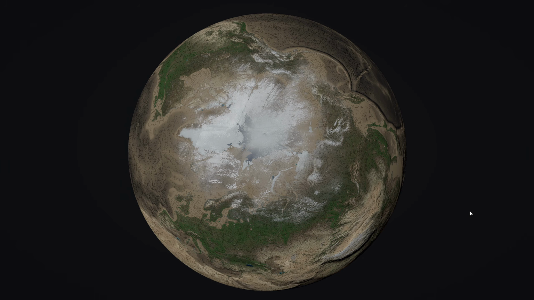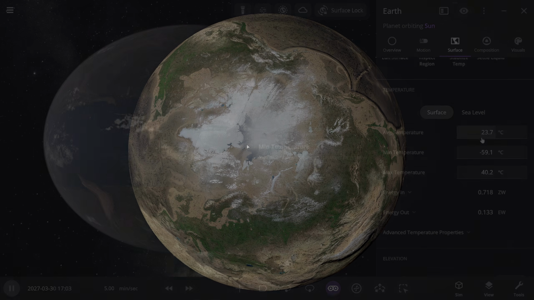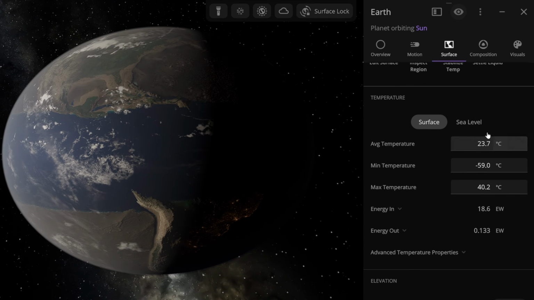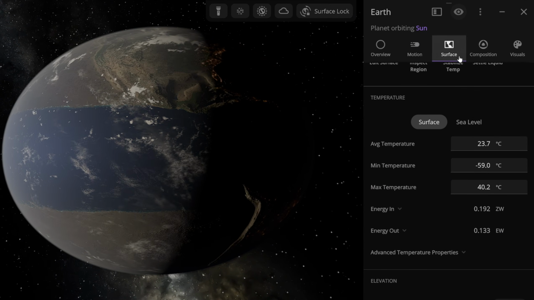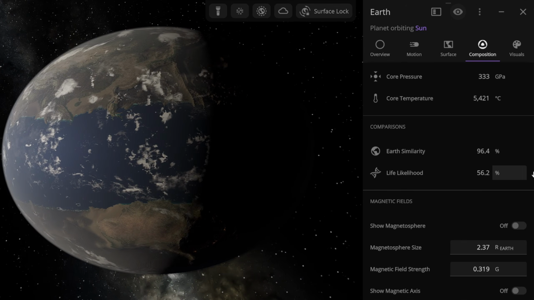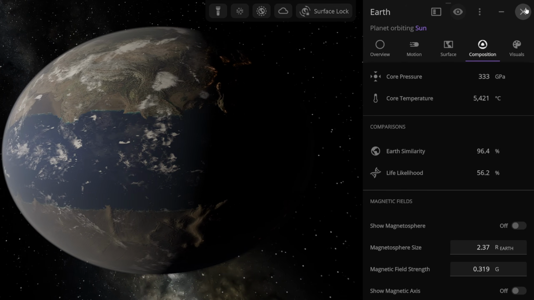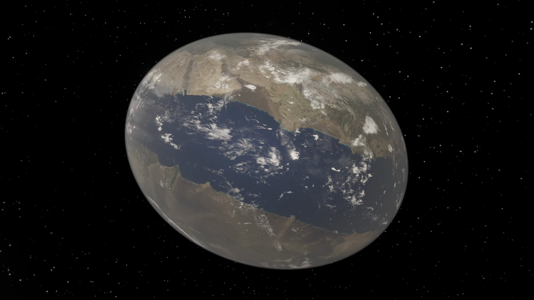Here, I'm showing you the northern hemisphere. This is how the whole thing looks. There's only a little bit of water here at the pole. Oh, the average temperature on Earth is already 23 degrees Celsius. The temperature has risen significantly, and the likelihood of life is 56%, getting lower and lower. And this is what Earth looks like now if its day is 2 hours long.